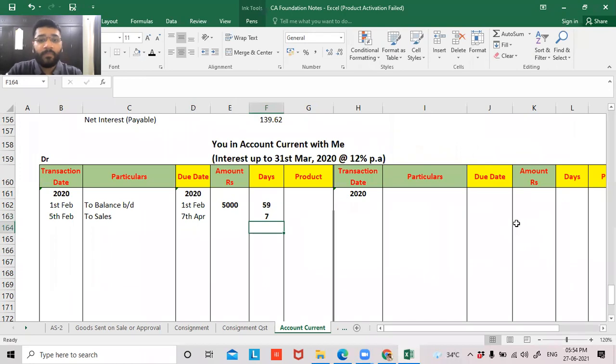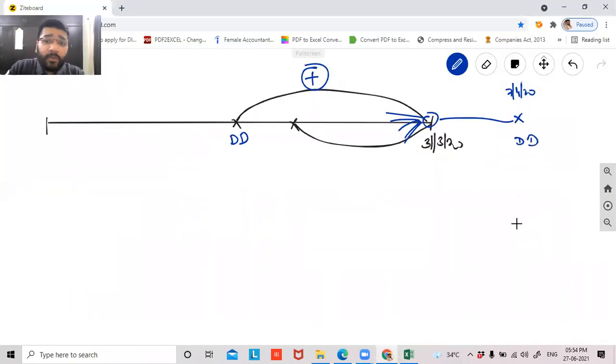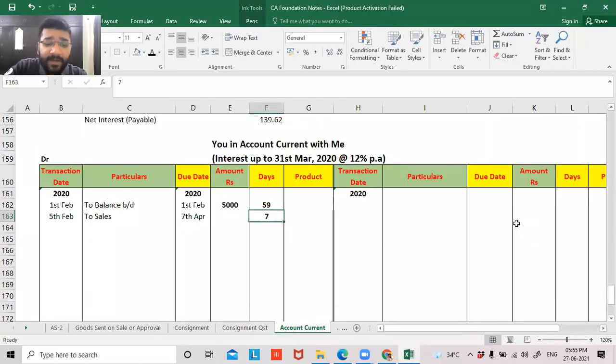Now, guys, when I calculate from the normal due date to the account current date, the number of days you calculate will be positive. And if you calculate the number of days after the account current date, you have to take it as minus. Am I clear? So it becomes minus 7 days. Any problem with this?